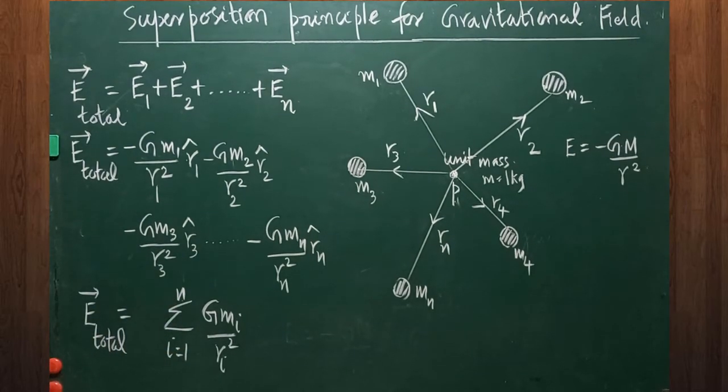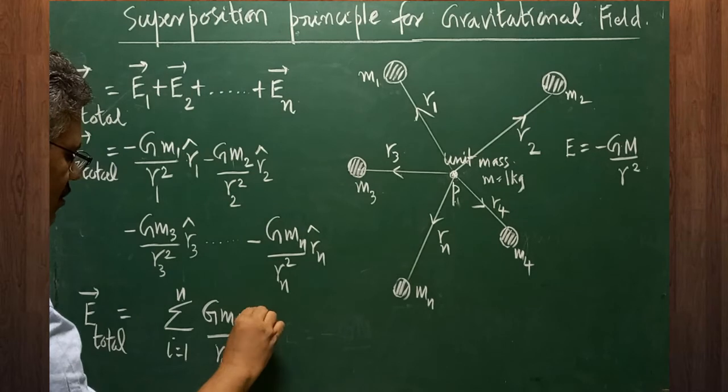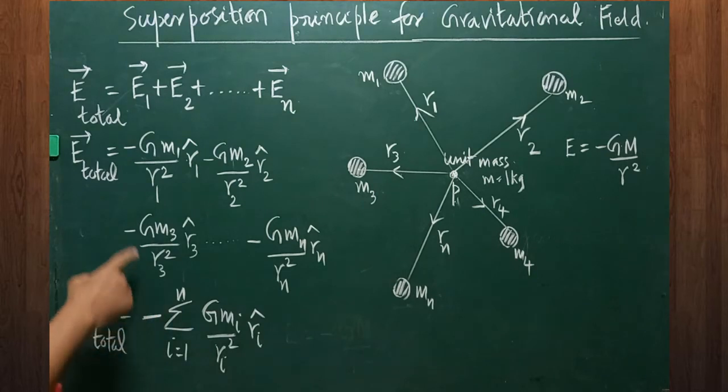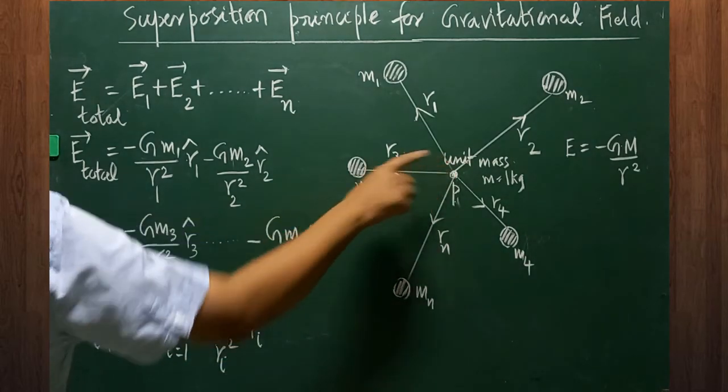Here the direction can be shown like this. So this is the method of writing the answer. The negative symbol for all the expressions can be written outside. Are you clear? So this is the total value of the gravitational field which is acting at point P.